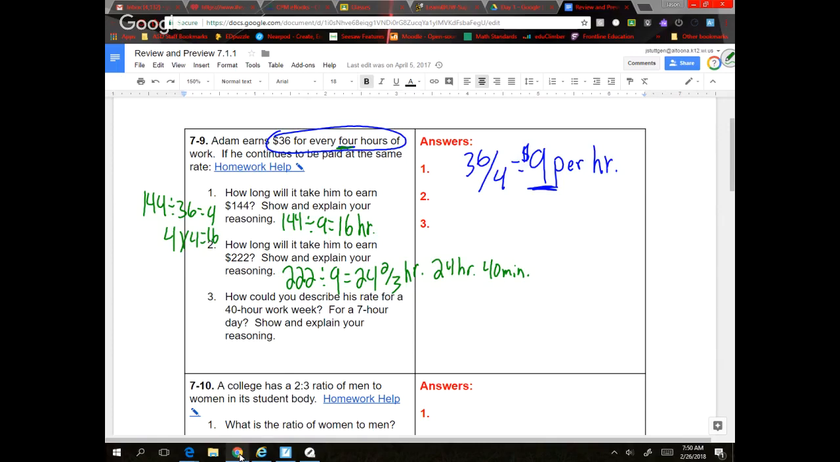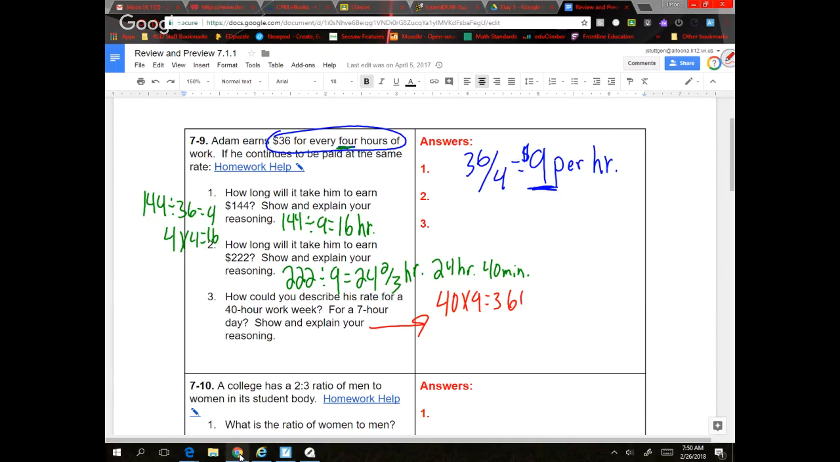Last one, how could you describe his rate? Now this is describing a rate. This is a ratio. You should write it as a ratio for this last one here. Okay, I'll do that one over here. So what is his rate for 40 hours? So for 40 hours, first this has nothing to do with the ratio, but first I want to take 40 times 9 to figure out how much money he'll actually make in a 40-hour week.